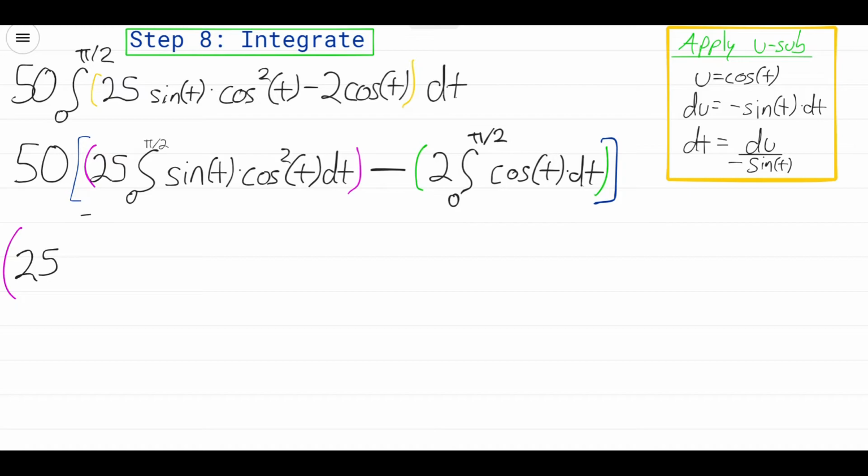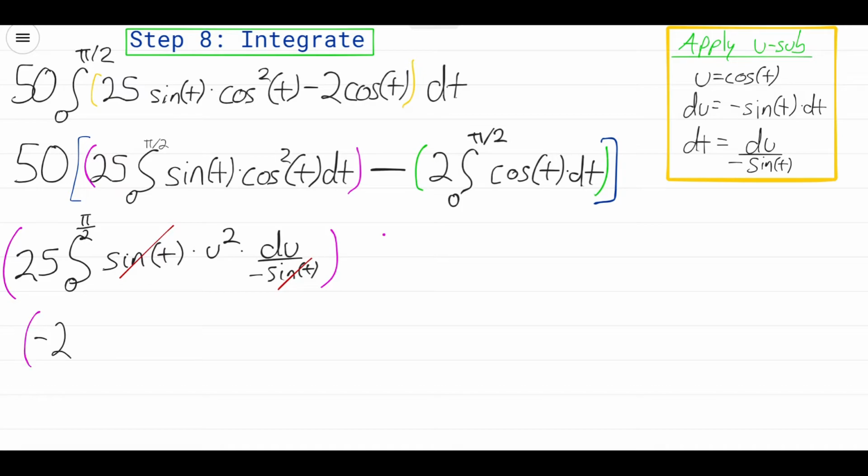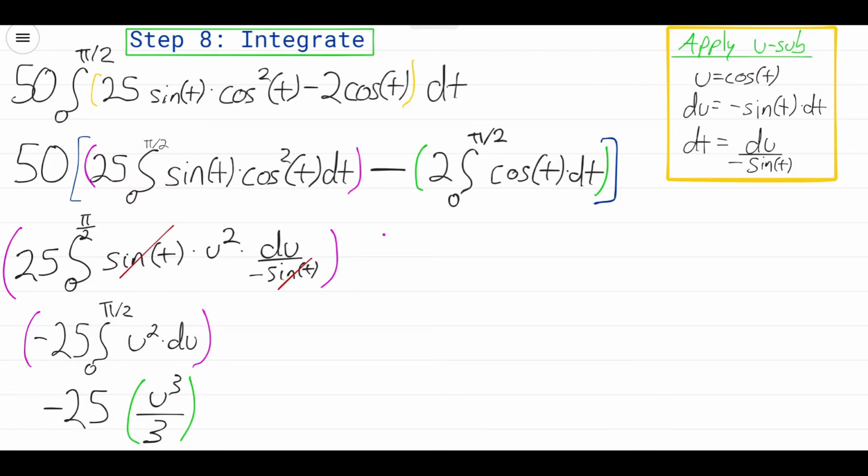So in doing so, now we're going to integrate this in terms of u. So sine of t, and then we apply the u substitution: cosine squared is u squared, times du over negative sine of t. So that's our first term. Now we're going to cancel out the common sines that we have, and we're left with negative 5 times the integral of u squared du. And then when we integrate this, we get negative 25 u cubed over 3. And that's the first integral.